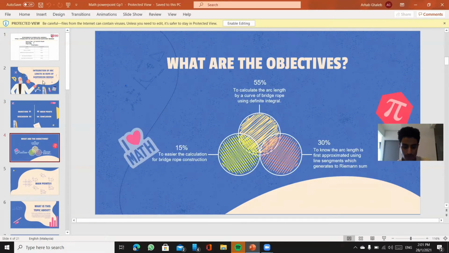What are the objectives? The objective is divided into three parts. We'll start with 15% to ease the calculation for bridge rope construction, and 30% to know the arc length is first approximated using line segments, which generates a Riemann sum. And finally, 55% to calculate the arc length of a curved bridge rope using definite integral.